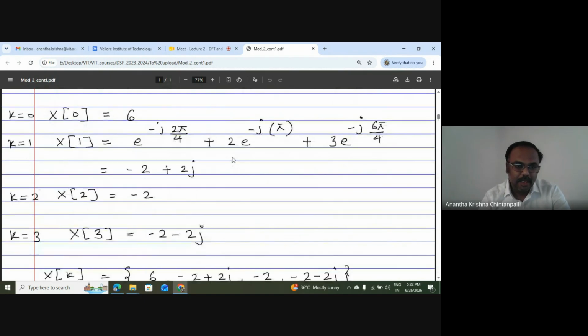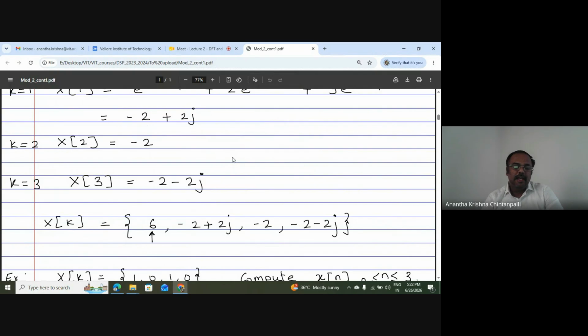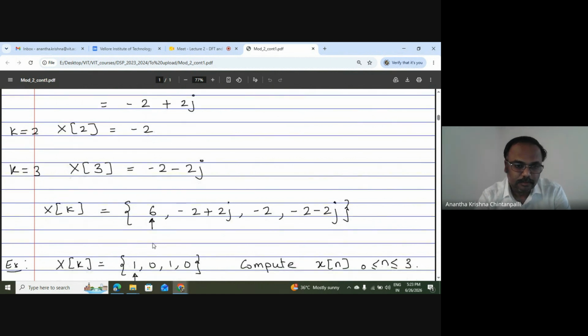Okay. So overall, final answer would be capital X of k is 6, minus 2 plus 2j, minus 2, minus 2 minus 2j, and upward arrow indicating k is equal to 0. This is a 4-point discrete Fourier transform for the sequence given above.